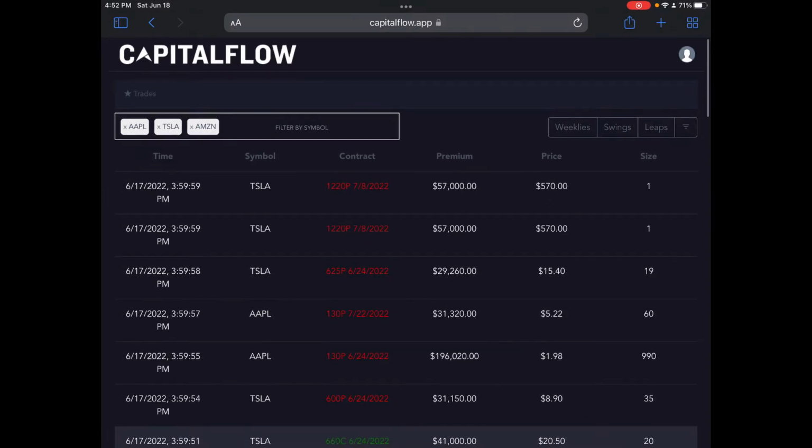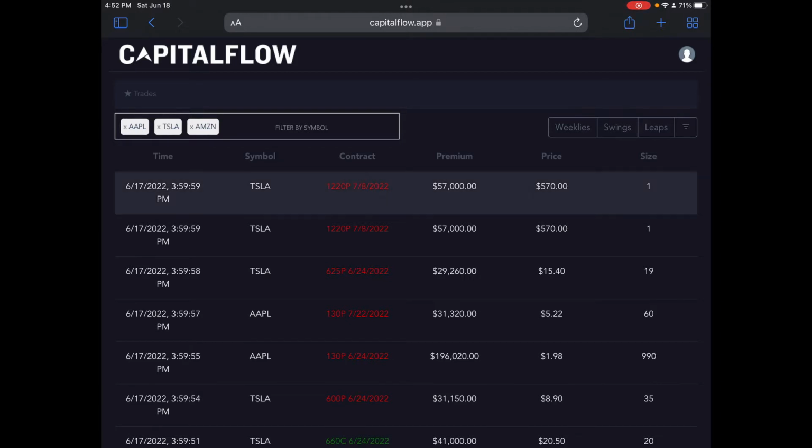So the column next to that is going to be the premium. So that's an important one. It's telling you exactly how much money was spent on this order. So in this first one, these Tesla 1220 puts, they spent $57,000. And the price of those contracts is the next column. So the price of those was $570. And then the final column is telling you how many contracts that they bought.